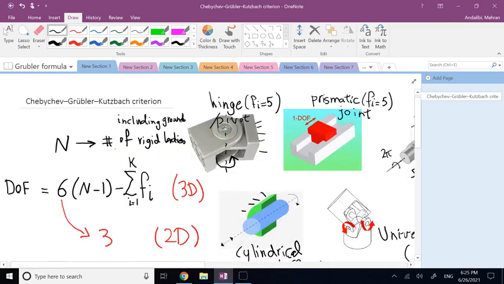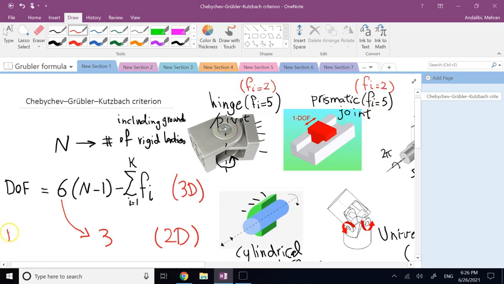So in 2D cases, the Fi that a pivot would take away is 2. And the similar thing for prismatic. This is also 2. Okay, so these ones that I'm writing in red, these are for 2D cases. The ones in black are for 3D cases.